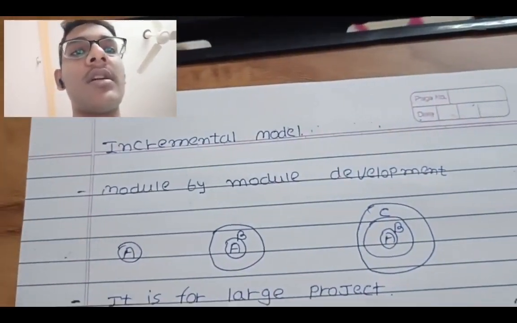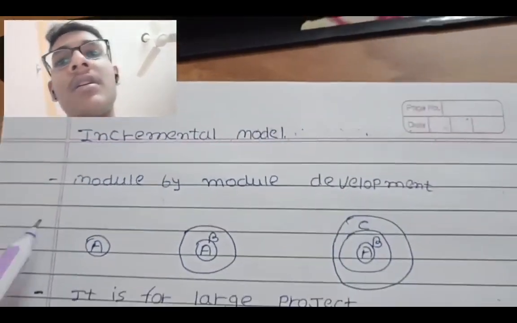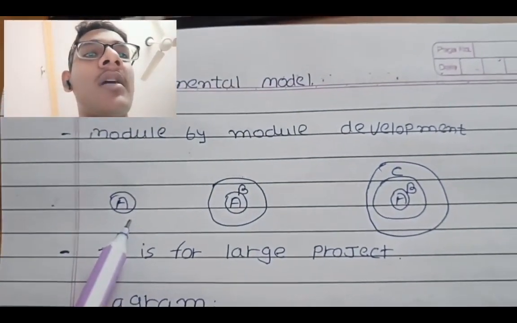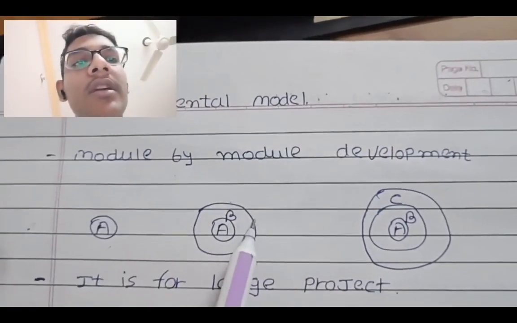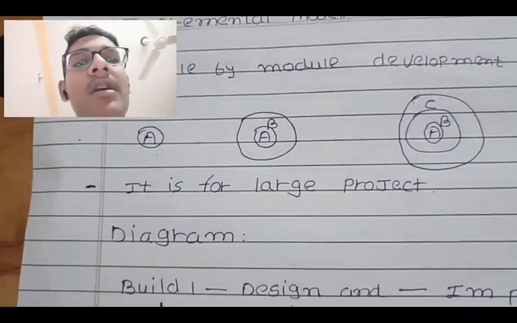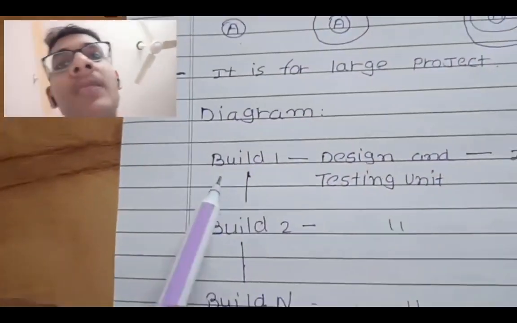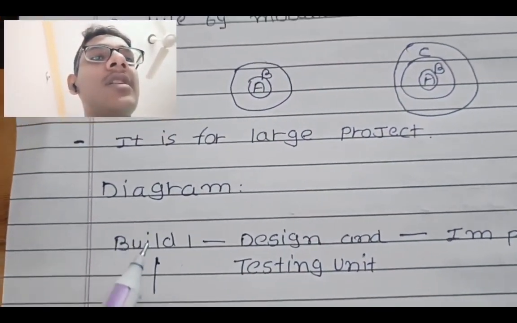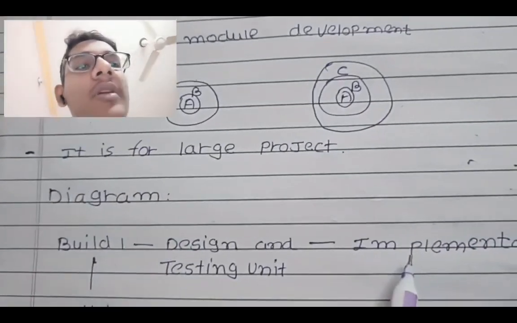My second model is the incremental model. In the incremental model, we develop module by module, like we first develop A. After the requirements are met, we develop another module after A, like B. After that, we will develop C. It is basically for large products. In the diagram, we will build, then define and do unit testing. After unit testing, we will deploy it.